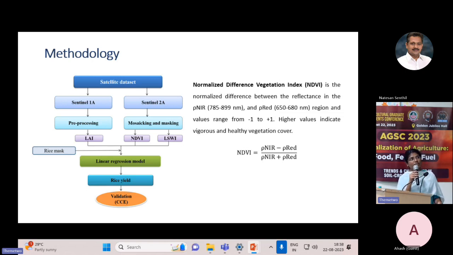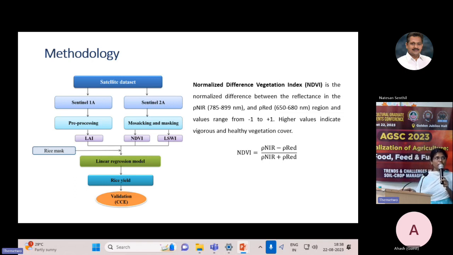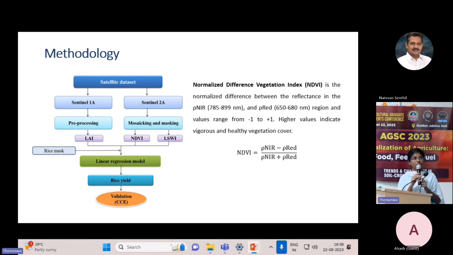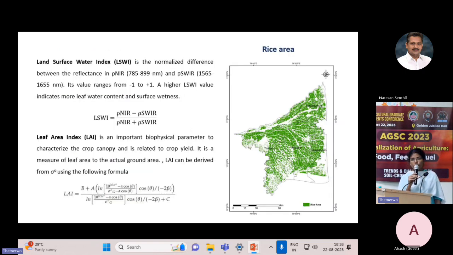Then let us see NDVI. NDVI is the normalized difference vegetation index, a normalized difference between the near infrared and red regions. Its values range between -1 and +1. A higher positive value of NDVI indicates greenness and healthy vegetation. Then the land surface water index, which indicates leaf water content, also ranges between -1 and +1. It is a normalized difference between near infrared and short wave infrared, because short wave infrared is sensitive to water content.